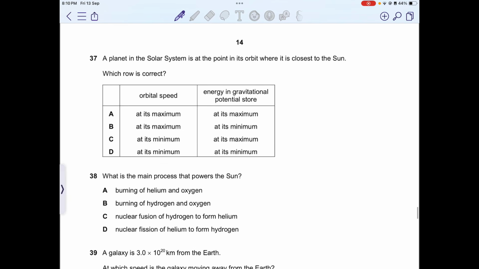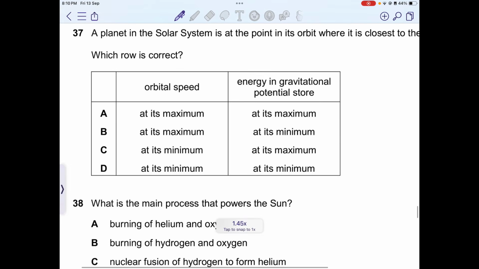A planet in the solar system is at a point in its orbit when it is closest to the sun. Which row is correct? Now, when you're closest to the sun, you have the maximum amount of kinetic energy and the minimum gravitational potential energy, because gravitational potential depends on the height, and when you're closest to the sun, the distance between you and the sun is very small. So orbital speed would be maximum, but the gravitational potential energy would be minimum. So 37 would be B.